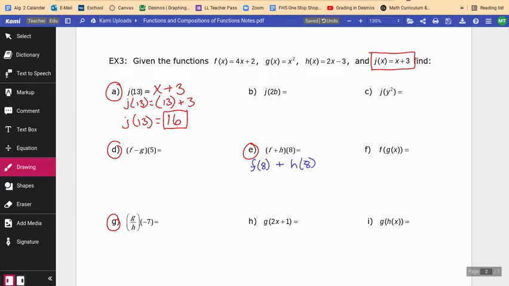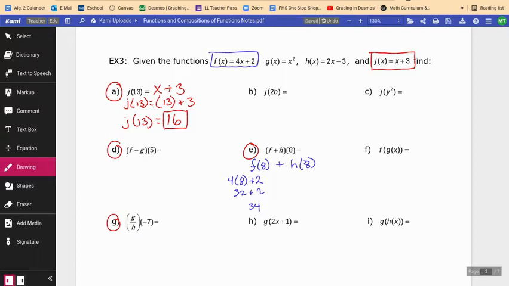Okay, so the first thing we need to figure out is what the f of x function is, and there it is. So f of 8 would be 4 times 8 plus 2. All right, so I need to figure this out, so let's do that. 4 times 8 is 32. Plus 2 is 34.